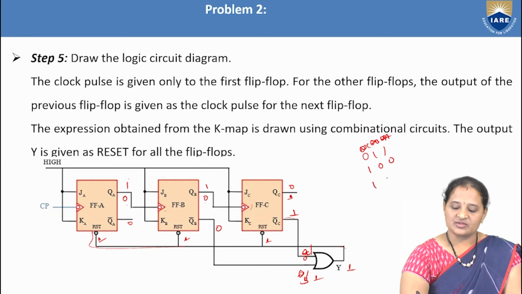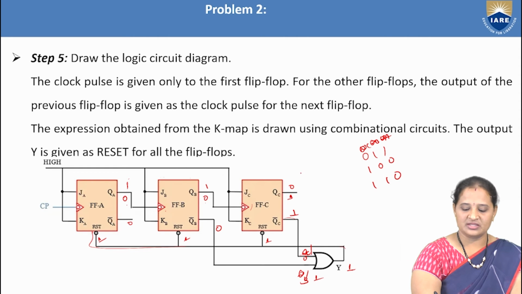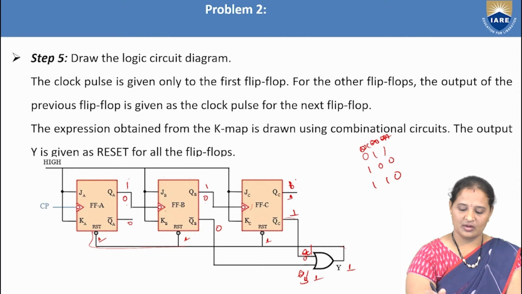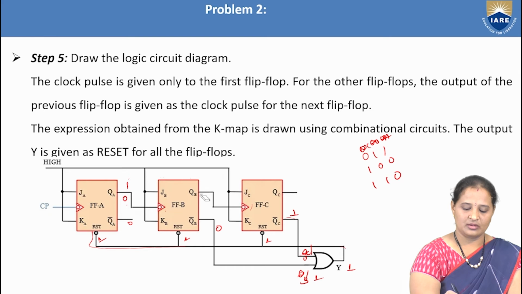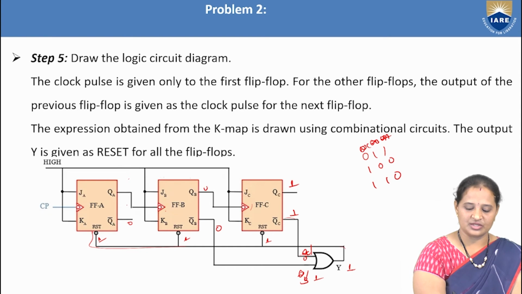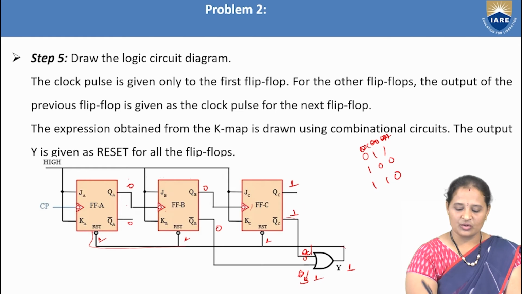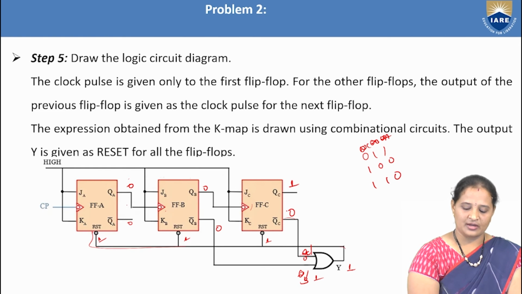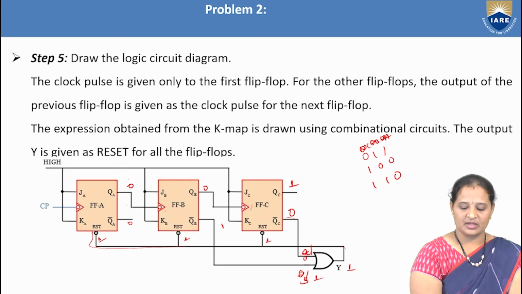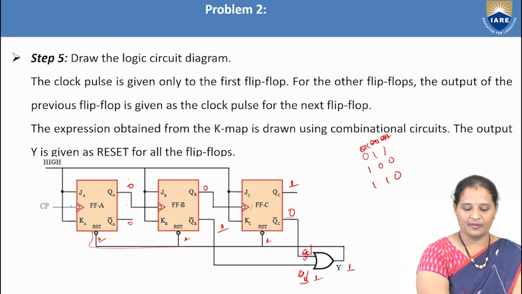For example, if it is 1 1 0, so that means it is 1. Now let us consider, it is 1 0 0, right? So now what is the output here? This is 0 and this one is 1. So now what happens? Again this is 1. So no flip-flop resets here. So during the negative edge, it becomes 1.